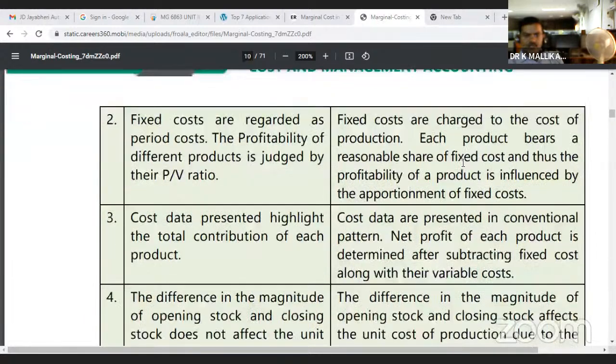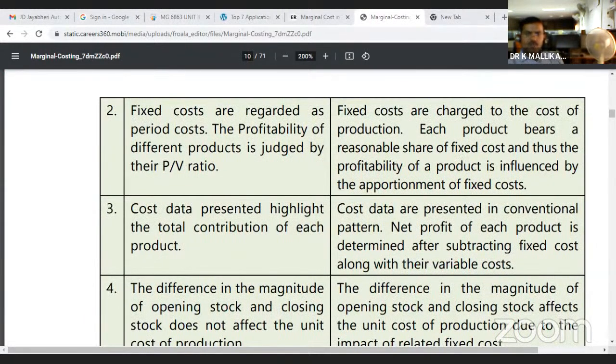The second one: in marginal costing, fixed costs are regarded as period cost. The profitability of different products is judged by the PV ratio, the profit volume ratio, which we can use here. But in absorption costing, fixed costs are charged to the cost of production. Each product bears a reasonable share of fixed costs, so the apportionment of cost is there. In marginal costing they use the PV ratio for knowing the company's profitability. And the third difference.